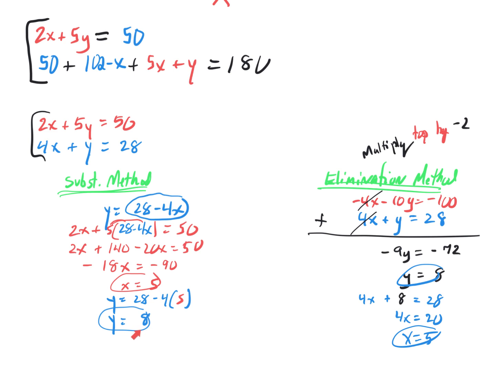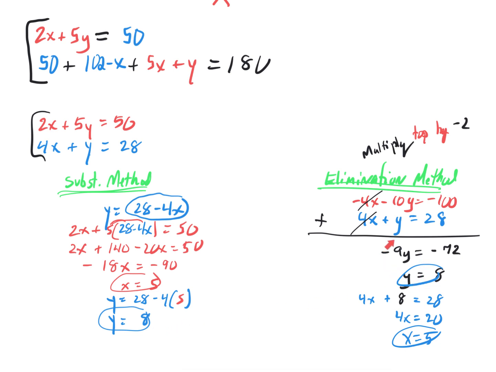For the elimination method, we want to eliminate one of the variables. I chose to eliminate the x's by multiplying the top one by -2. If you multiply the top equation by -2, you'll have negative 4x, which will eliminate when we add it to the blue equation with positive 4x. So the top one times -2 is negative 4x, negative 10y, and negative 100. And then we just add those together. On the right side, we add, and we get negative 72. On the left side, the x's are eliminated, and we're left with negative 9y. Divided by negative 9, y is 8, just like before.